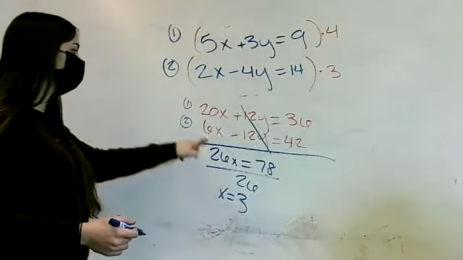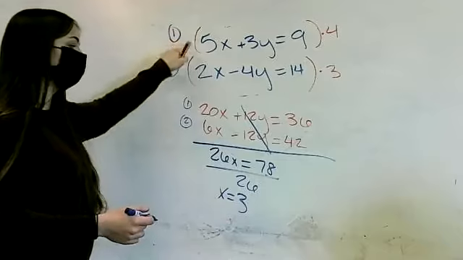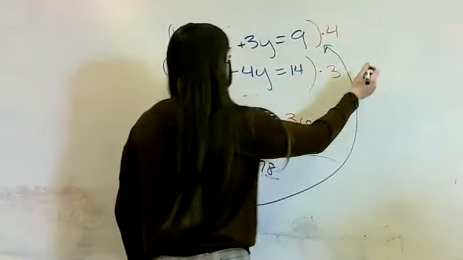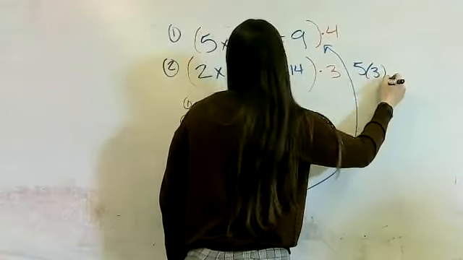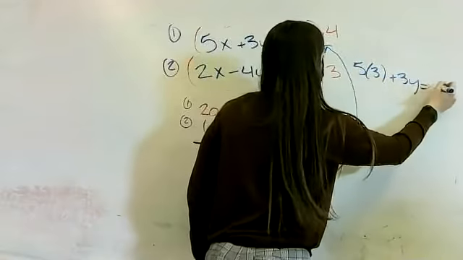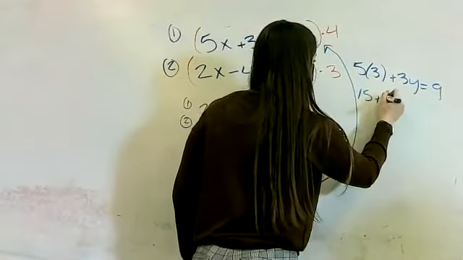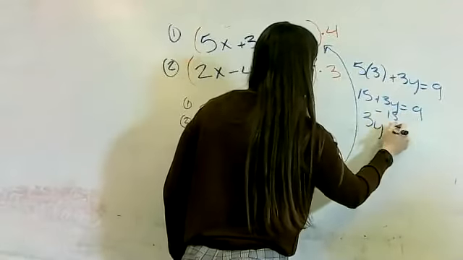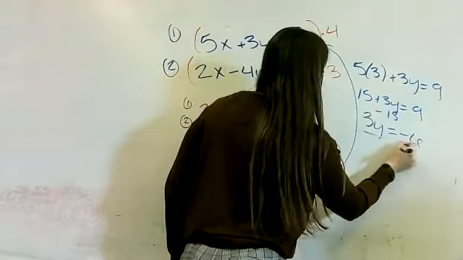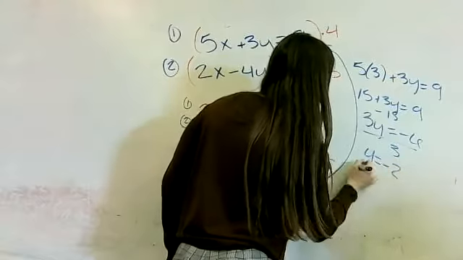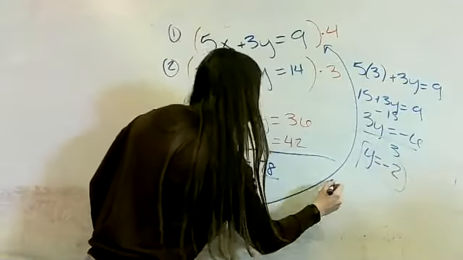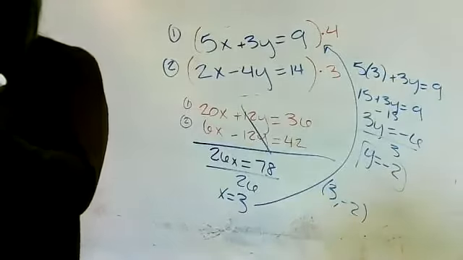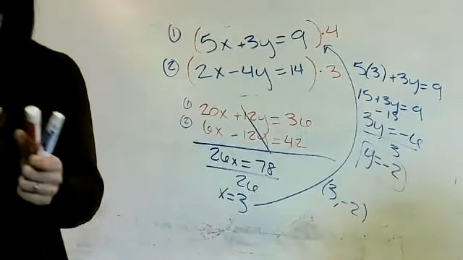Now you have options. I can plug this x back into these new ones or my old ones. I always like to go back and use the old ones because they're much smaller numbers. So I get 5 times 3 plus 3y equals 9. 15 plus 3y equals 9. Subtract that 15, 3y equals -6. So y equals -2. So we get 3, -2. No matter what way you did it, you got 3, -2 as your final answer.